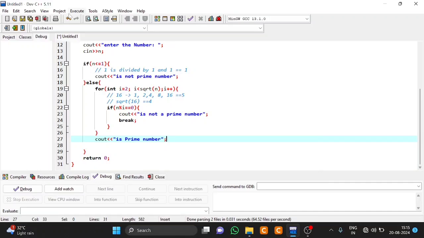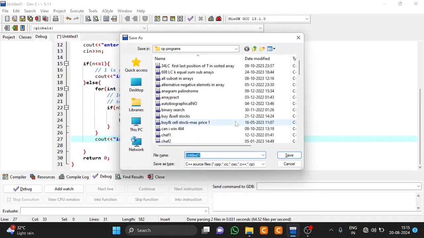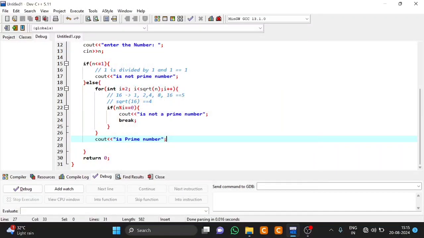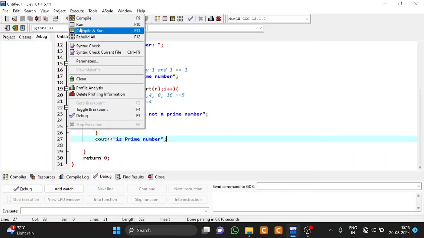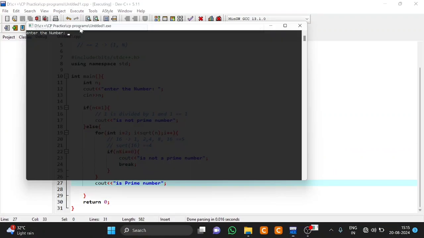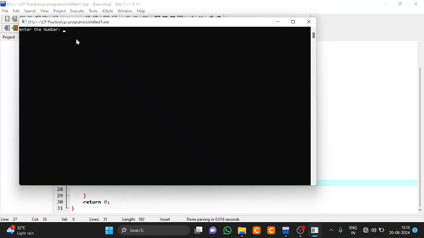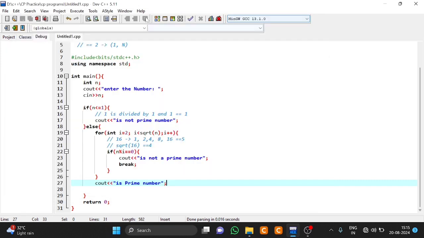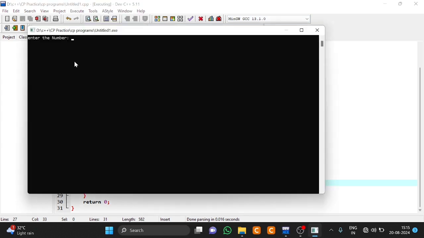So let's execute this program. First save the program, then compile and execute it. Enter the number. Let's enter 2. It shows that 2 is a prime number. Now let's enter 16. It says 16 is not a prime number. Okay, let me see. Okay, wait. There's something.